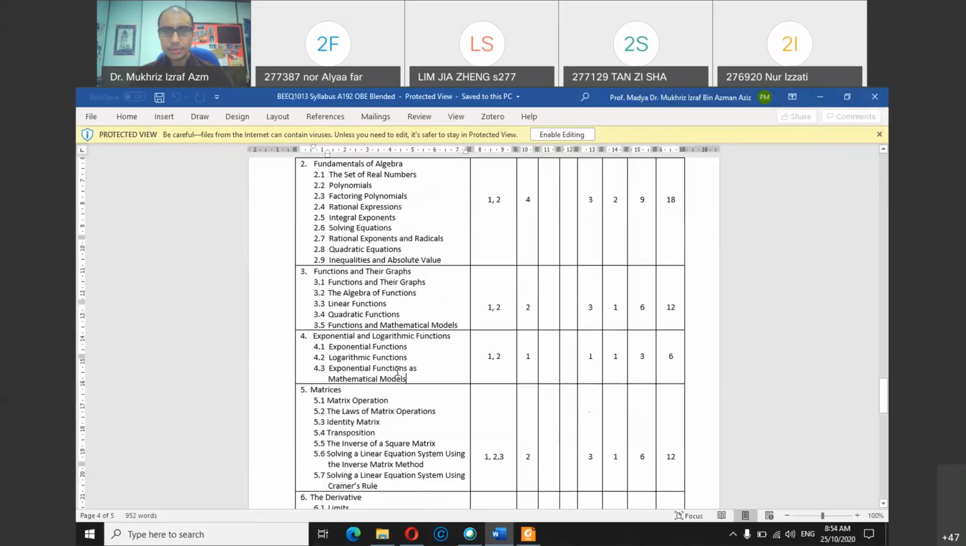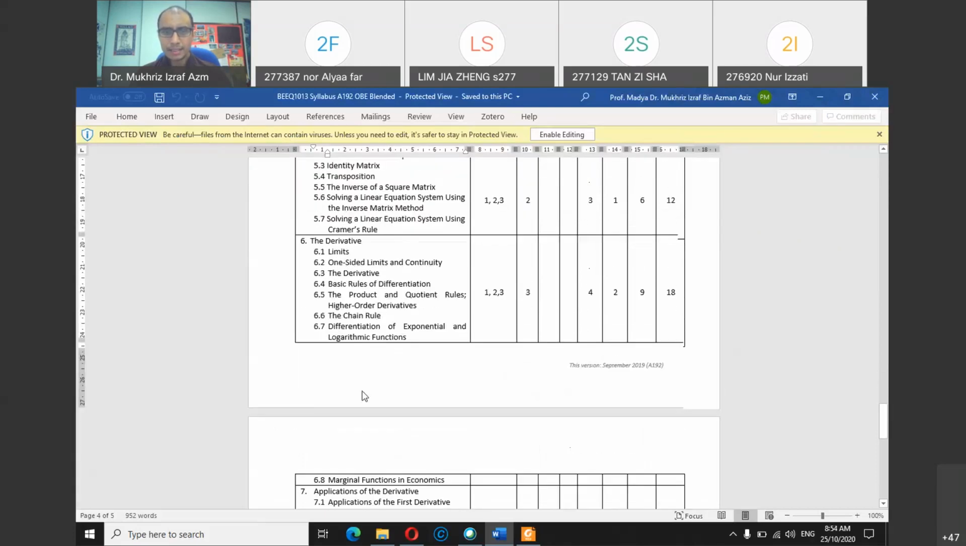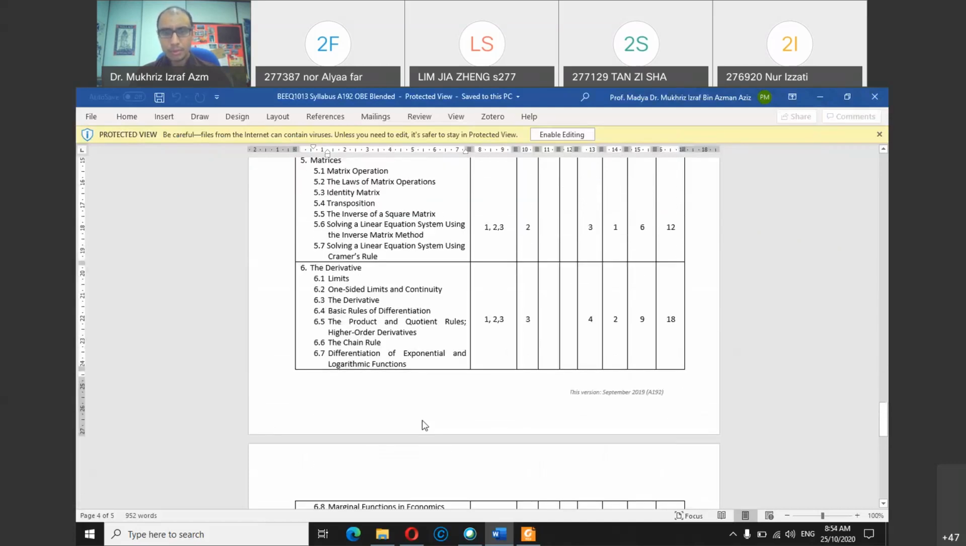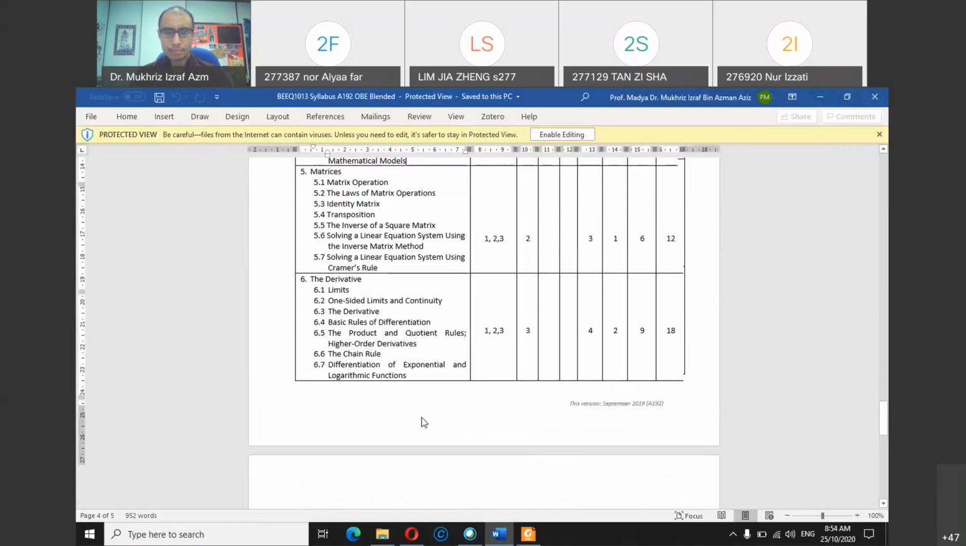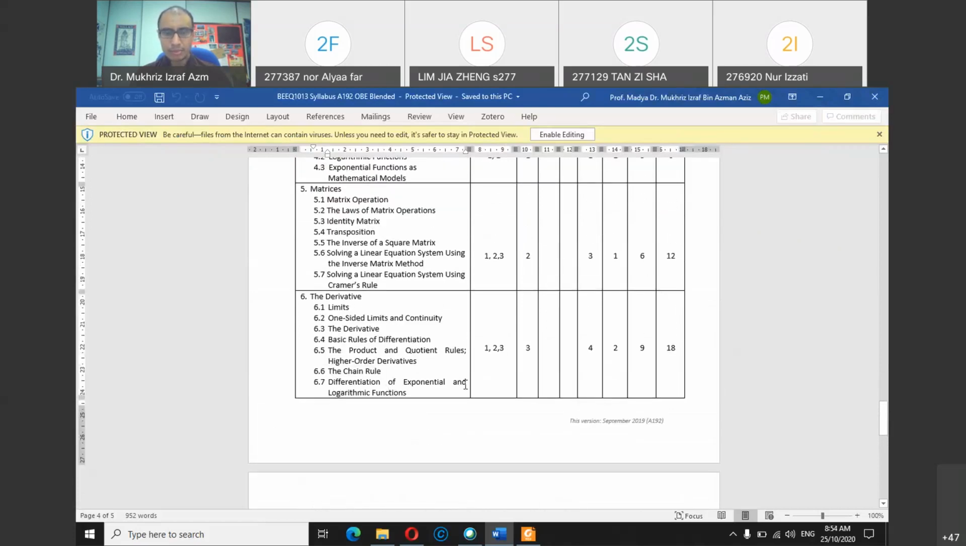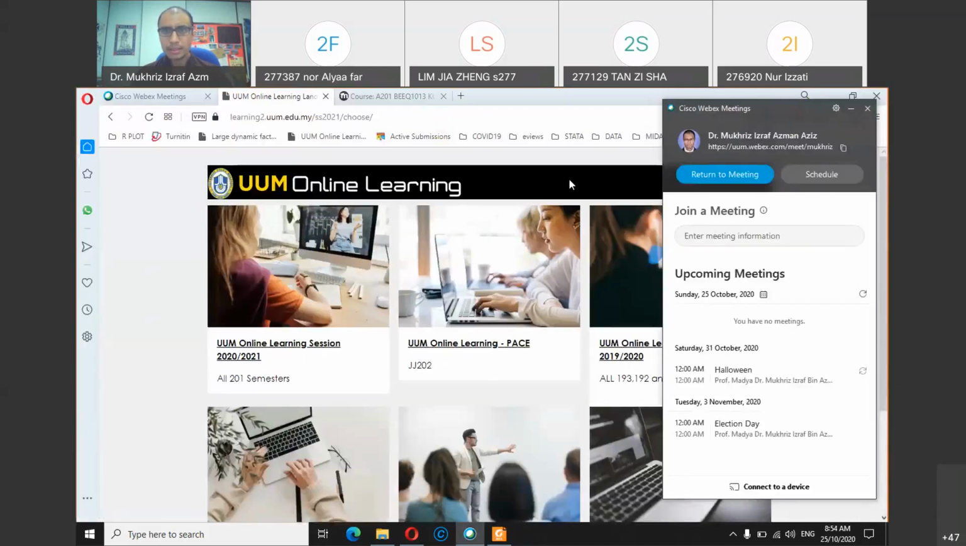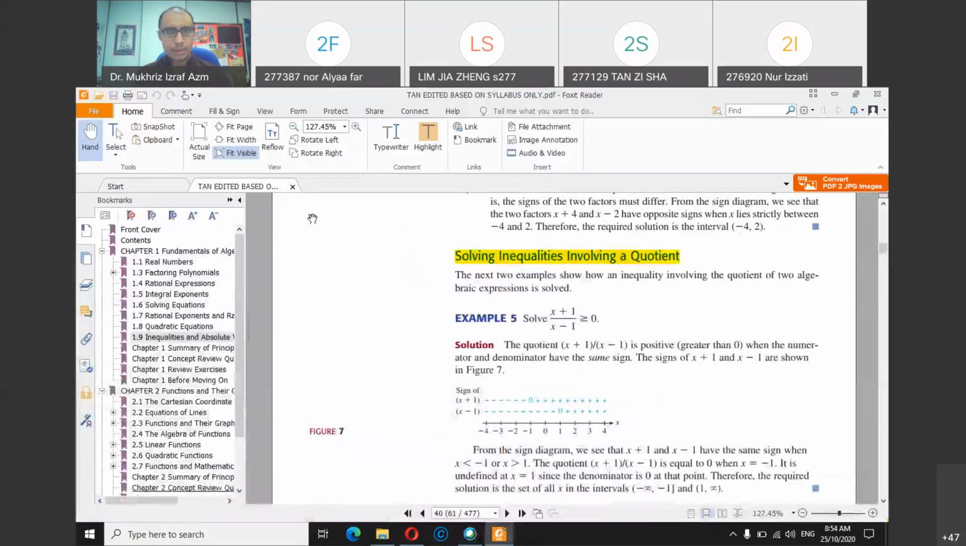I believe most of the topics are fine, except maybe those near the end of the syllabus, where you may not have learned this before, or you have a poor understanding of the concept of differentiation. But for the most part, I don't think you should have any big problem. You can always ask your friends or anyone who has learned this before. So we're going to start with our lecture for today, and continue from where we stopped.